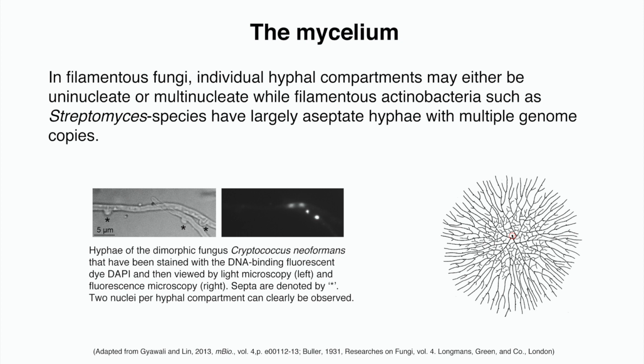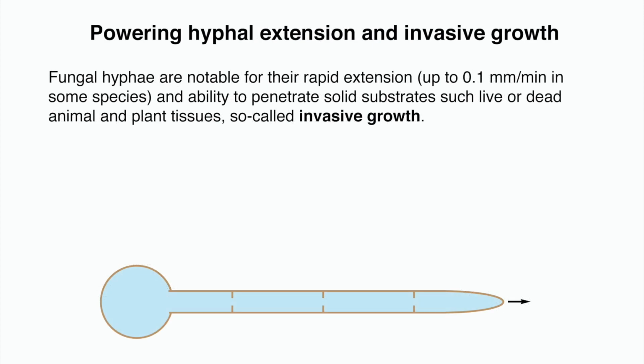In filamentous fungi, individual hyphal compartments may either be uninucleate or multinucleate, while filamentous actinobacteria, such as Streptomyces species, have largely aseptate hyphae with multiple genome copies. Fungal hyphae are notable for their rapid extension and ability to penetrate solid substrates such as live or dead animal and plant tissues, so-called invasive growth.